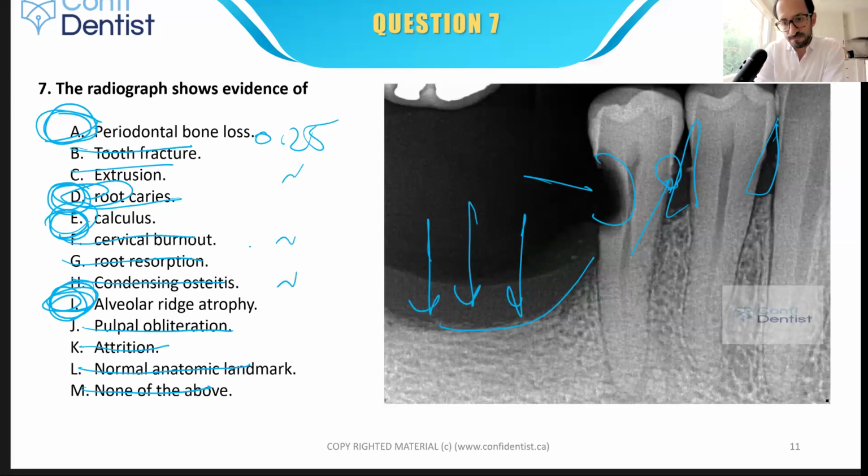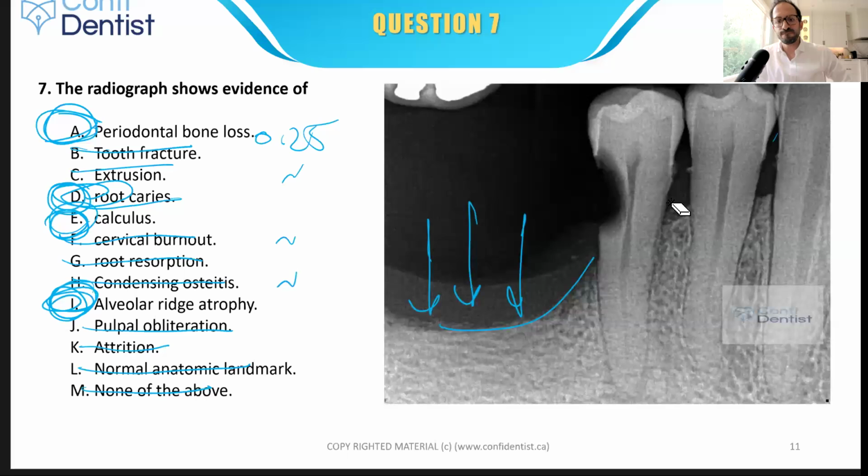Okay. Can I choose 4 for distal cervical burnout? Not really, no. I need a little bit more radiolucency to this. It's just so thin, that radiolucency I see between CEJ and the alveolar bone.